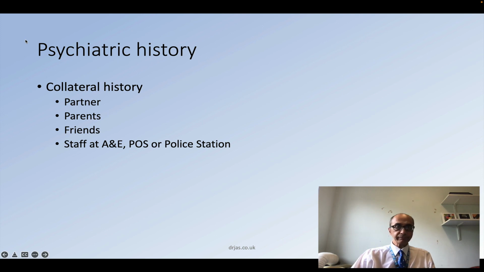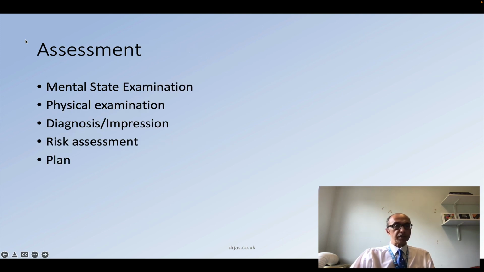Once you have completed a history, you will then proceed to conduct and document a mental state examination, and perform an appropriate physical examination. You might want to do some investigations. A urine drug screen, for example, is quite common. Then you would record either a working diagnosis, differential diagnosis, your impression. Very important always to consider and document a risk assessment, and from there you can determine a plan which ideally you should fully discuss and agree with your patient. And later videos will cover some of these headings.